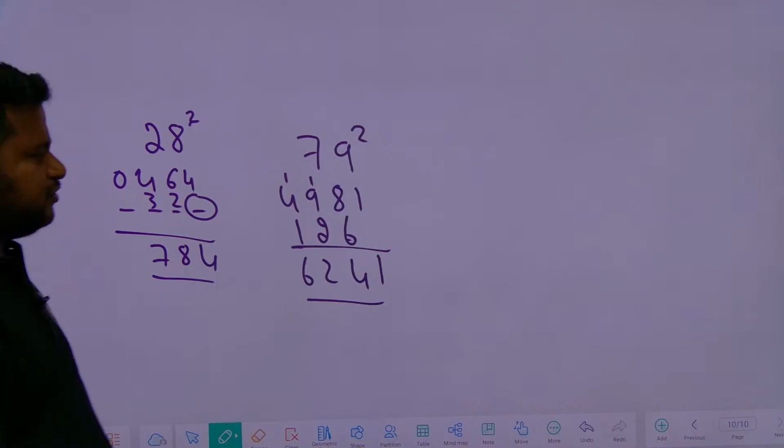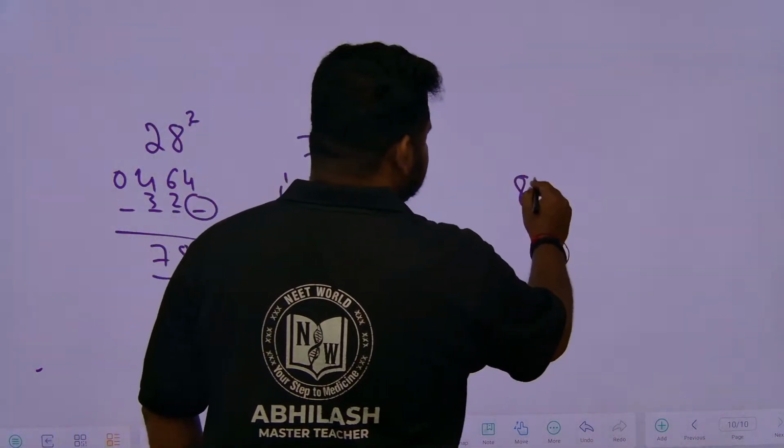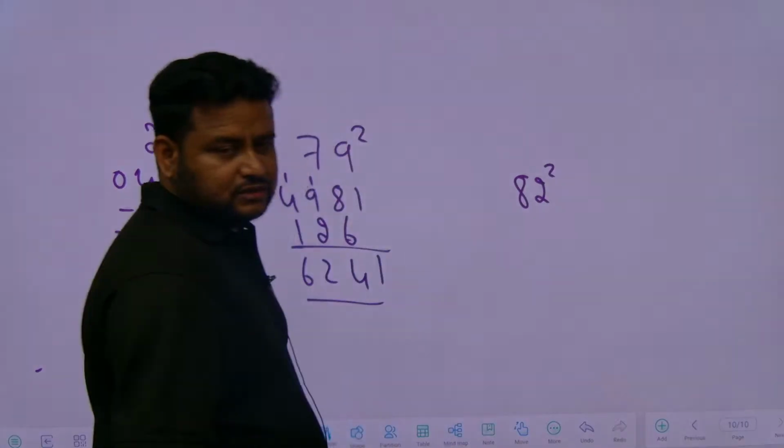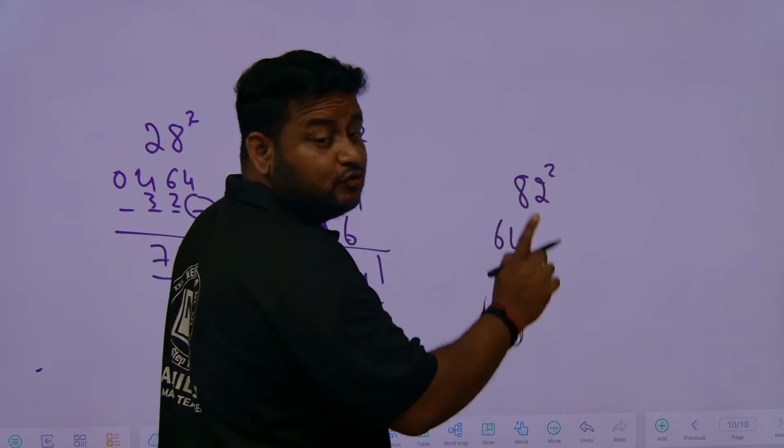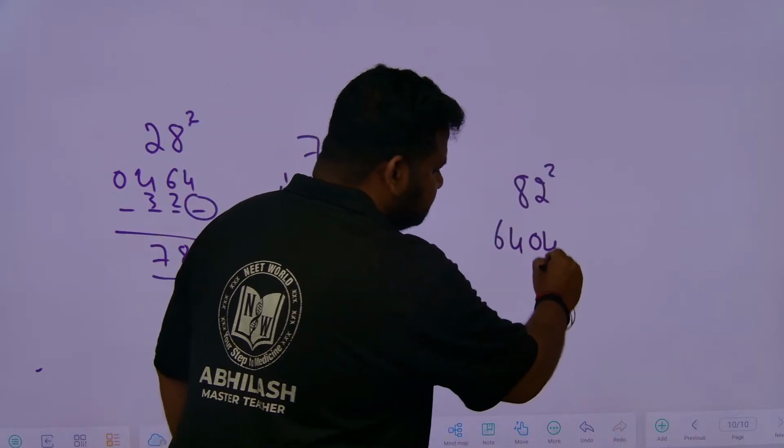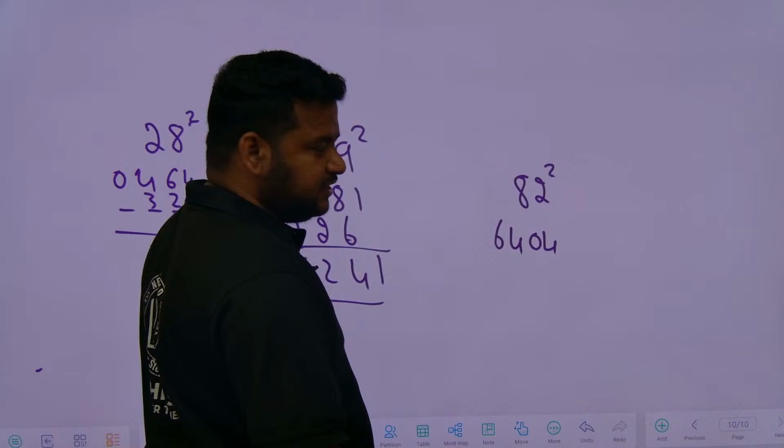Suppose we take 82 square. So 8 square is 64. 2 square is 4, but you should not write 4. You should write a double digit, 04. Always a double digit should come.